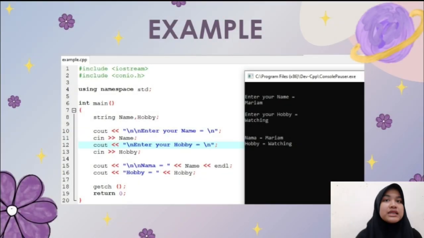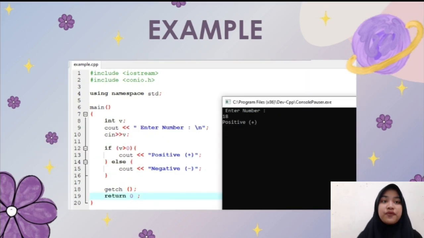And this is a simple example of programming. This is the first one that writes about your name and your hobby. Second one is to identify a number. Is the number positive or negative?